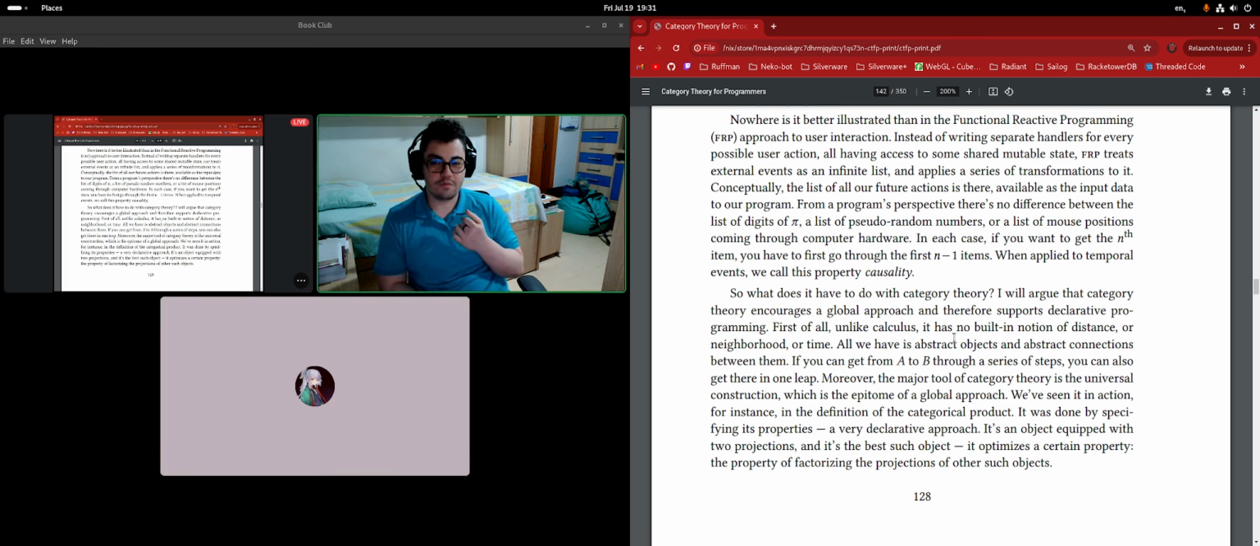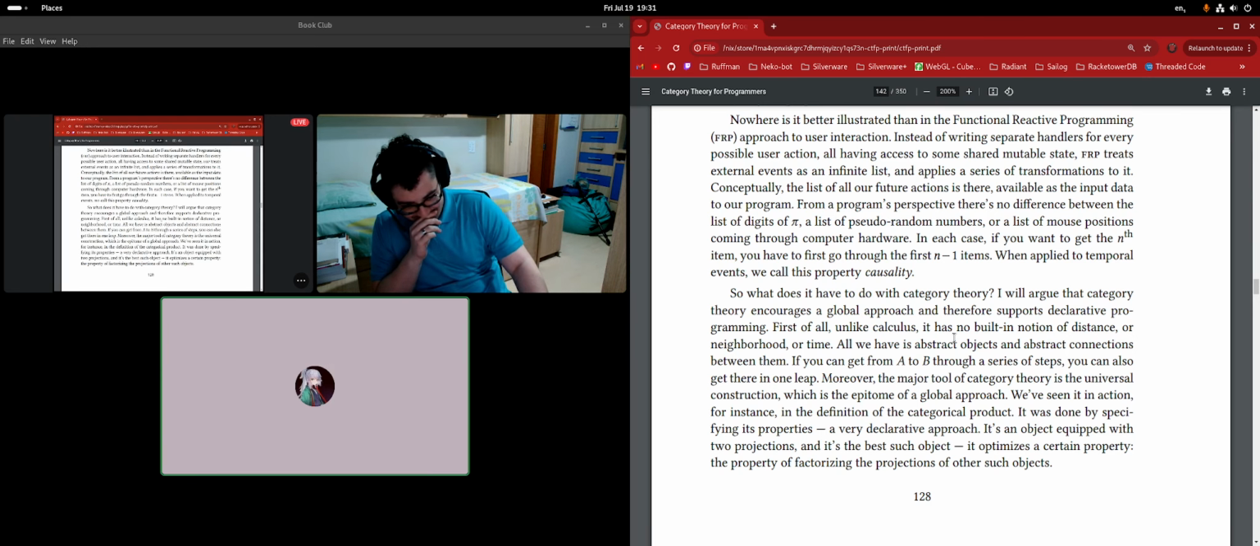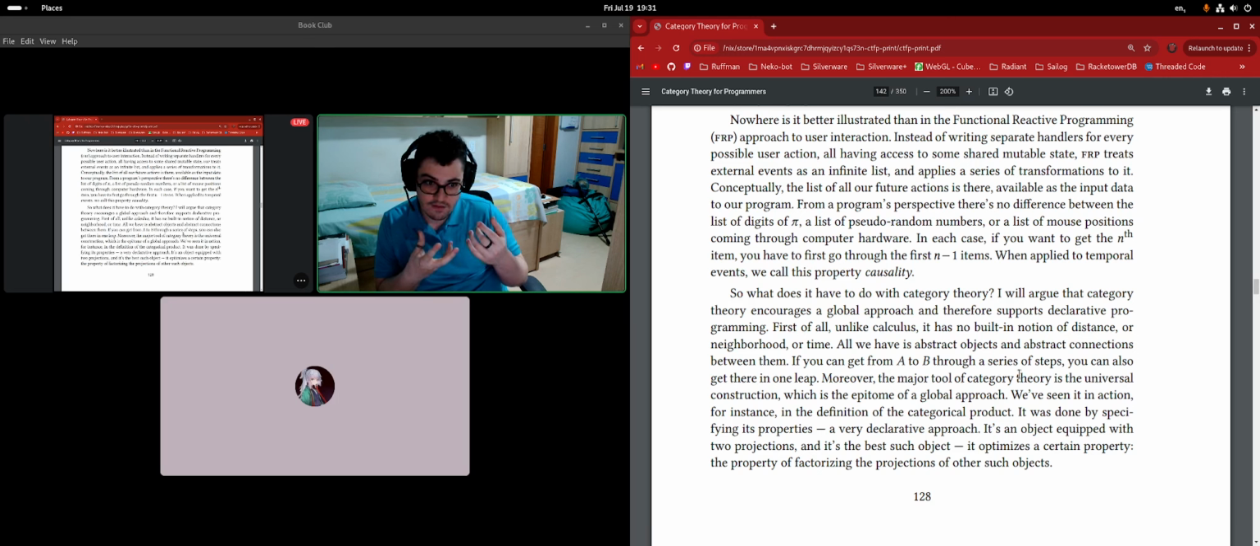That's all. What are the relationships? How can we talk about them without talking about them? That's very zen. So yeah, all we have is abstract objects and abstract connections between them. That's exactly what we just said. If you get from A to B through a series of steps, you can also get there in one leap. And the major tool of category theory is universal construction, which is basically describing objects not by themselves but by their relationship with others, which are isomorphisms.